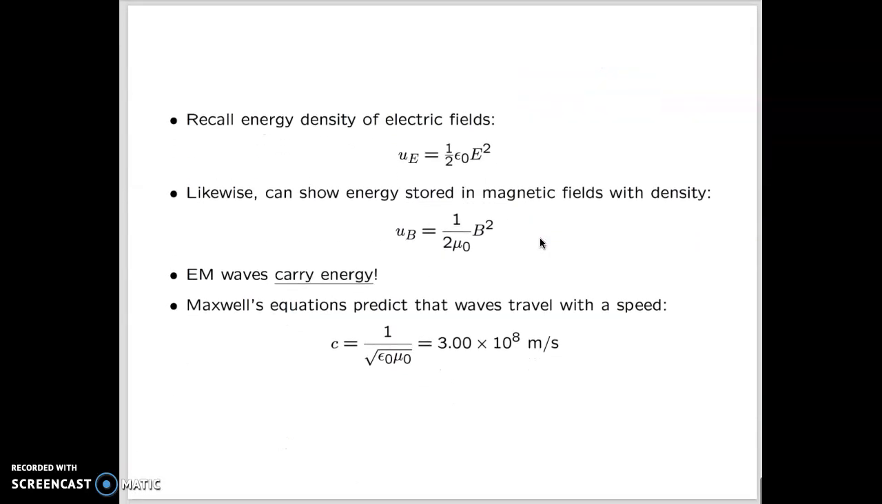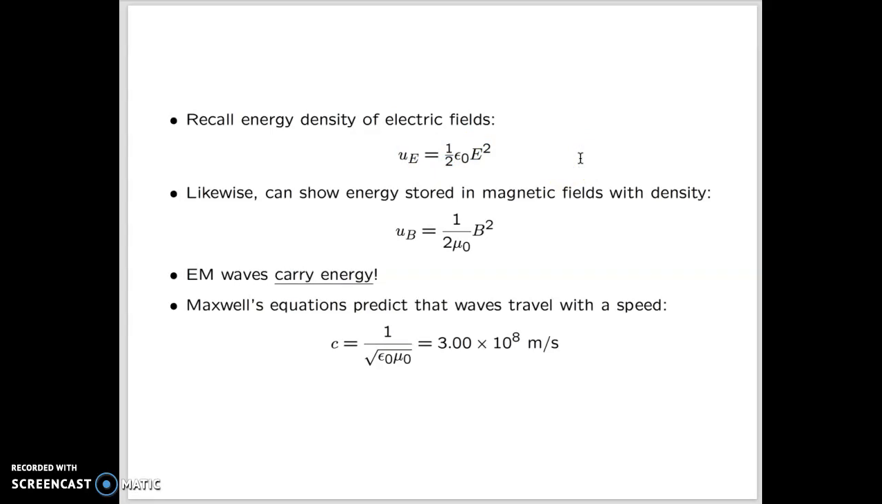Okay, we're almost done here. A couple more equations. Probably we're not going to use these equations in this course, but we've already referred to this equation. Well, I can't quite highlight it. There it is. What is it? It's the energy density associated with an electric field.